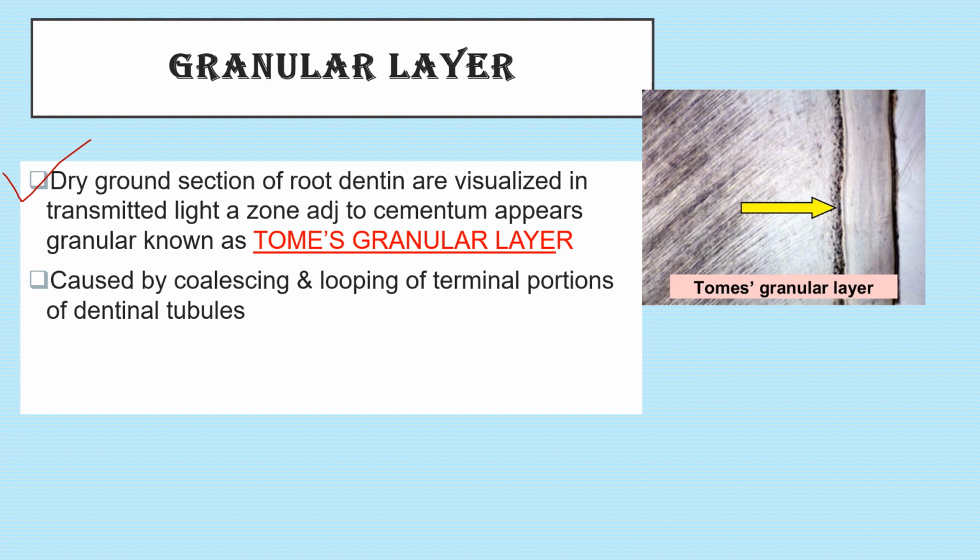As you can see here, like salt, or you can say sand, whatever you say, this black small pinpoint layer is called Tomes' granular layer, which is seen in the root portion only. Remember this point. And it is caused by coalescence and looping of terminal portions of dentinal tubules. Remember this point also.